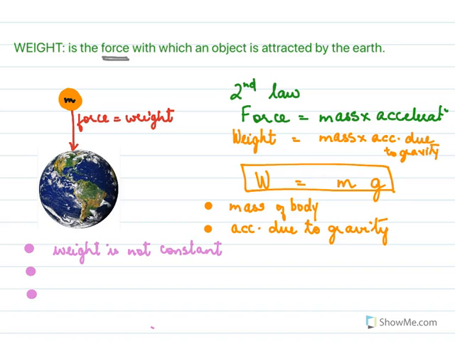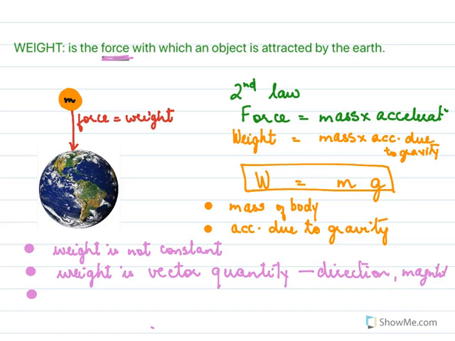Next, we see that weight is a force. So the next property we learn is that weight is not a scalar, it is a vector quantity, because remember it is a force. And why a vector quantity? It has both direction as well as magnitude, and the direction is always towards the earth. The direction of weight is towards the center of the earth. It's always directed towards the center of the earth.